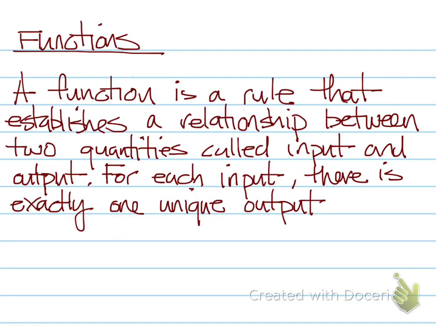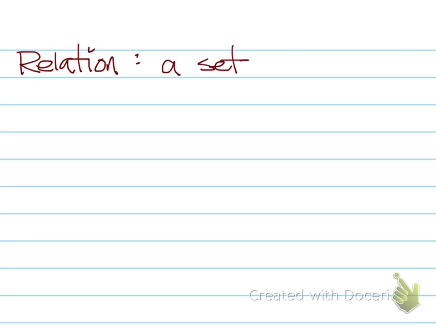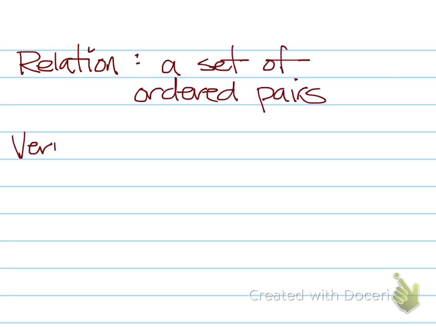In this lesson, we're going to be looking at functions. A function is a rule that establishes a relationship between two quantities called input and output. For each input, there is exactly one unique output. A relation is a set of ordered pairs.